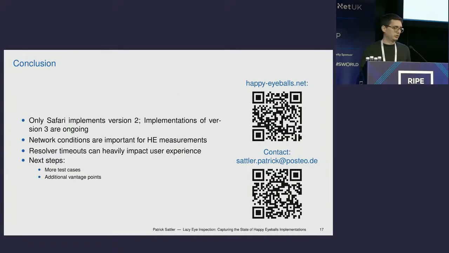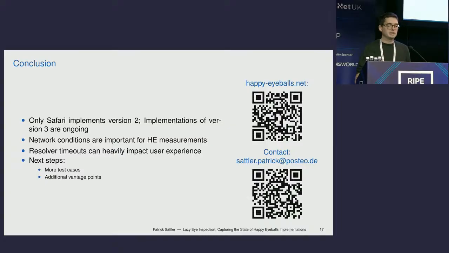Then coming to conclude my talk, only Safari implements version 2. No other browser yet supports more than the connection attempt delay, but all three browsers, or engine developers, are currently working on implementing version 3. Chrome has a feature flag to enable this. Firefox, you can enable it in the Nightly version. And Apple told us that they are working on it, so we don't have more insight into that.